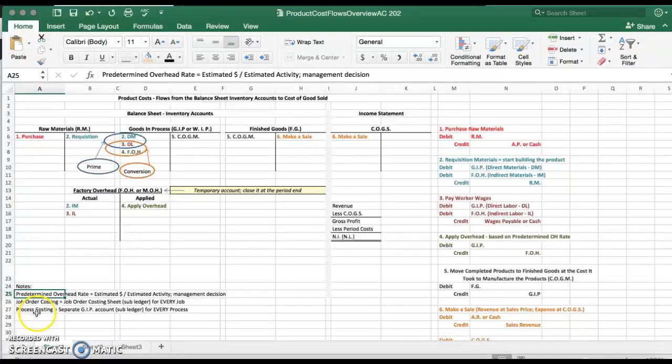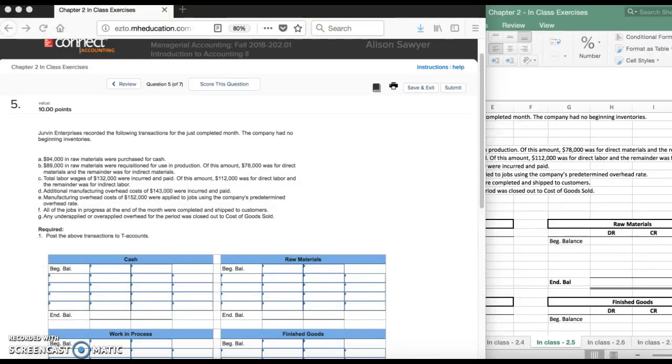So I have just some notes here just because there's a couple formulas in this chapter. Predetermined overhead rate equals the estimated dollars over the estimated activity, and this is management's decision. We have job order costing, so we're going to use the job order cost sheet as our subledger for every job. So every job, you can allocate specifically direct materials to that job, direct labor to that job. And then we're going to have process costing. So there's going to be a separate goods in process or separate work in process account for every process. All right, so that's just a quick review before we start getting into these journal entries ourselves.